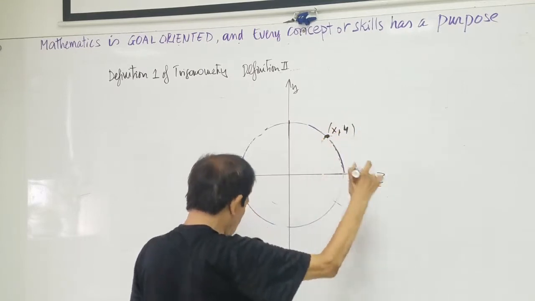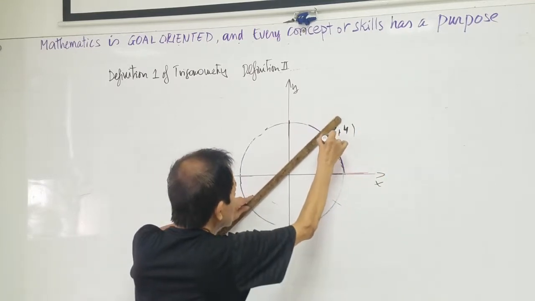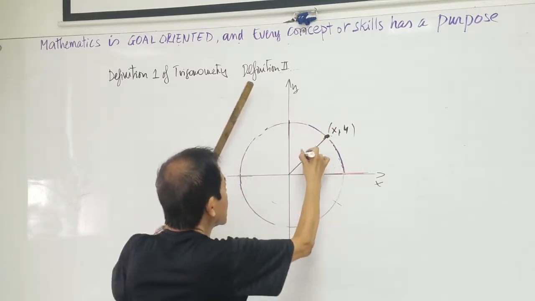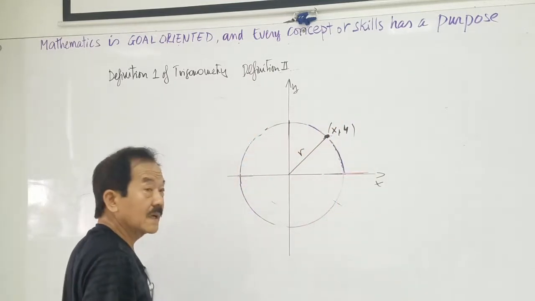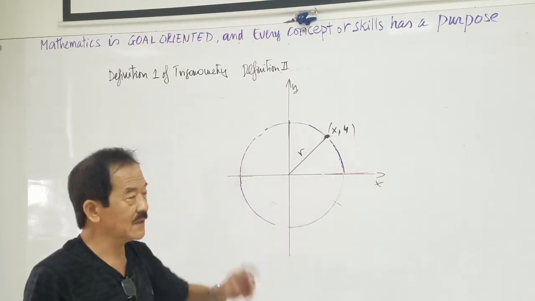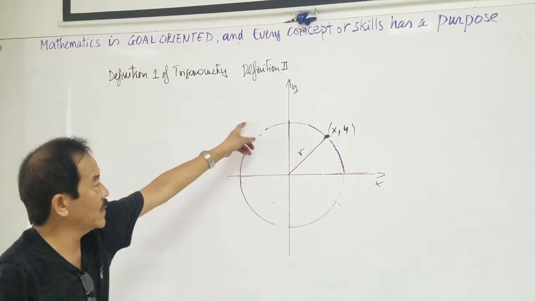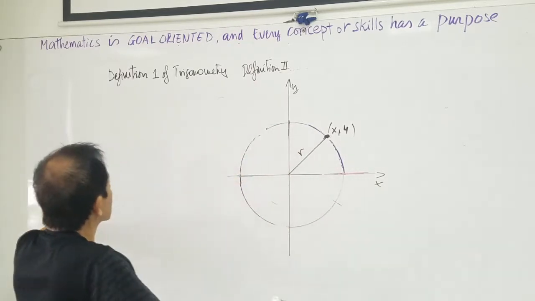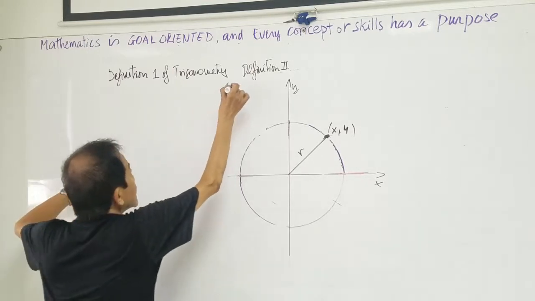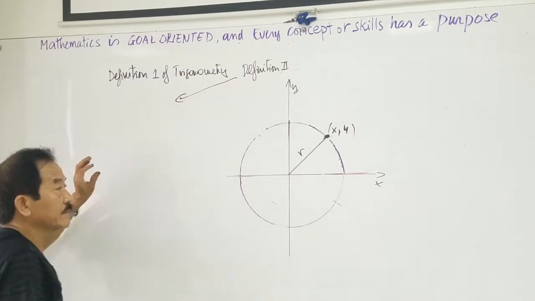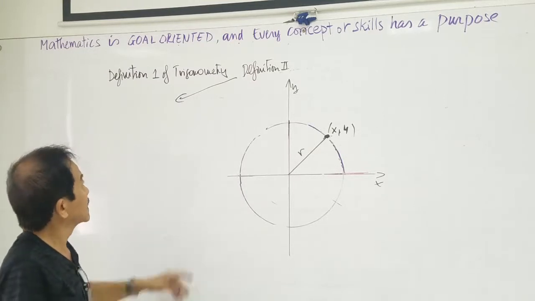Okay, so now we connect that point to the origin. We call the distance here R. Clearly R could be the radius of the circle, right? So the point X and Y move around here. So definition 2: definition of angle in standard position.